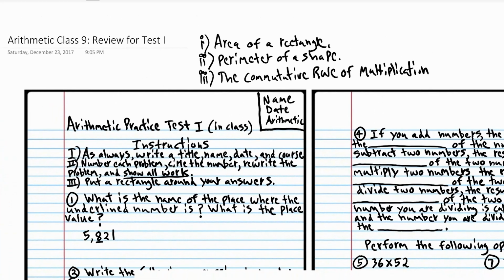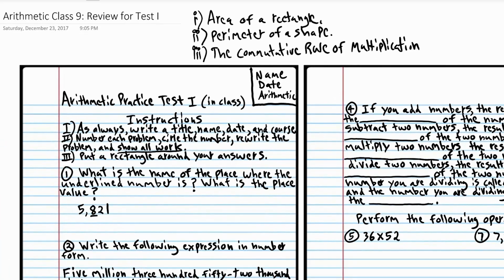So before we do the practice test, there's just a few things that I want you to know. I'm going to expect that you know how to find the area of a rectangle. I'm going to expect that you know how to find the perimeter of a shape. And I'm going to expect that you know what the commutative rule of multiplication is. Okay, those are a few things that I'm just going to expect you to know. And everything else, pretty much, we're going to go over in the test now. I may have missed a few minor things, but pretty much everything is going to be on these practice tests.